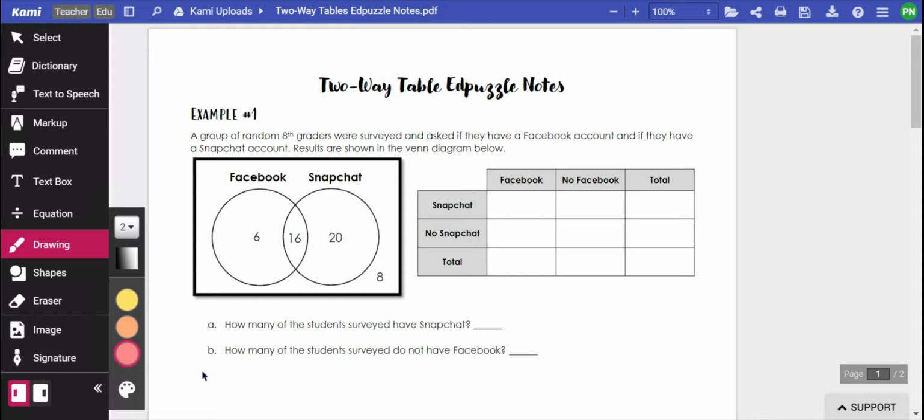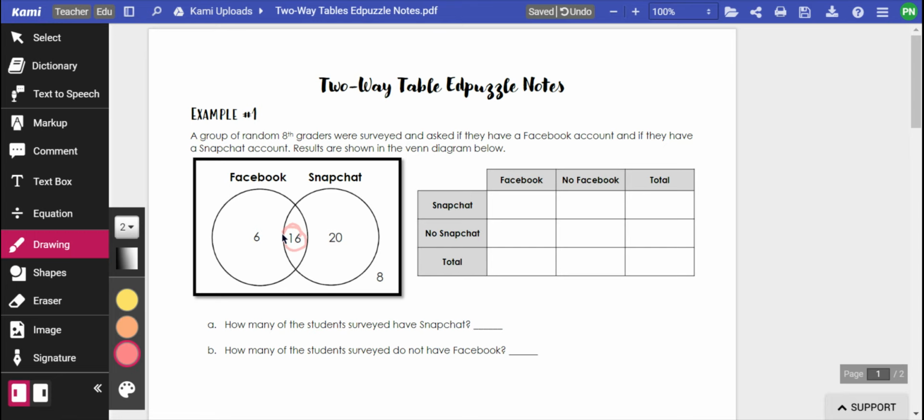So our first example here is a group of random 8th graders were surveyed and asked if they have a Facebook account and if they have a Snapchat account. Results are shown in the Venn diagram below. So you've already become familiar with Venn diagrams such as this. So we have the left circle is Facebook, right circle is Snapchat, 16 in the middle is the overlap, and then 8 is everyone who's on the outside who does not have Facebook or Snapchat.